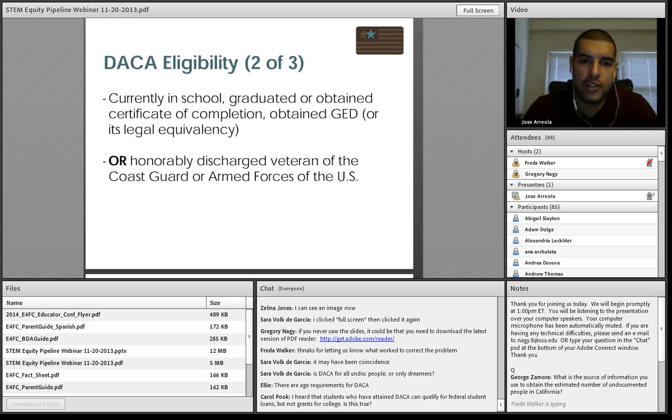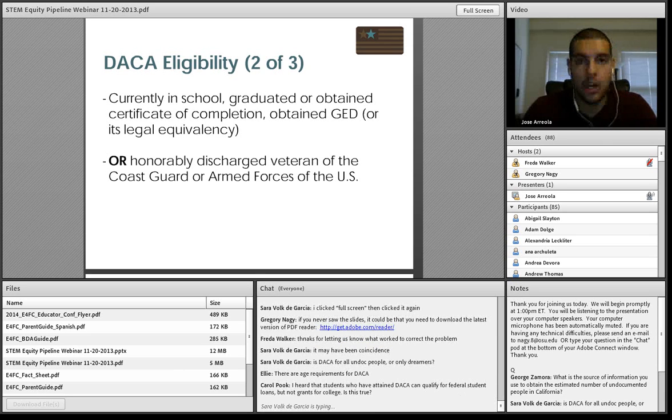The second set of requirements are the educational requirements. So you have to be in school, or you have to have graduated from a certified institution or gotten a GED. Certainly being in college would qualify. But the biggest thing is you have to be in an accredited institution. So that doesn't just mean high schools and GED programs. It could also mean vocational schools and adult schools, as long as they're able to meet other requirements, and again, as long as that institution is accredited. Or folks can be honorably discharged from our armed services or Coast Guard.